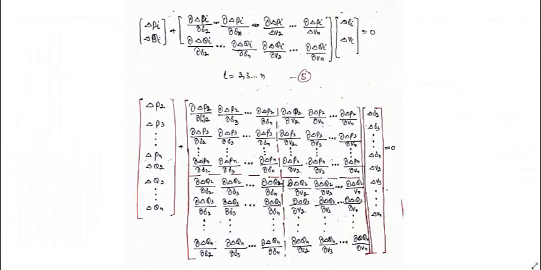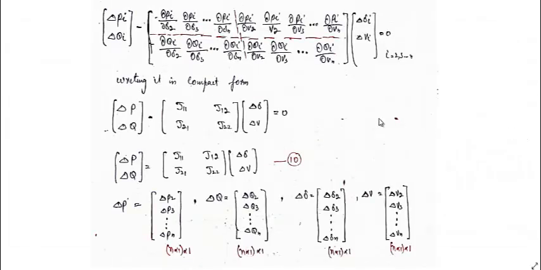So here the deltas will be replaced, and we'll have minus, because all the terms will have minus, which comes over here. So our equation now becomes like this. This will be ∂Pi/∂δ2 up to ∂Pi/∂δn, ∂Pi/∂V2 up to ∂Pi/∂Vn. Similarly, ∂Qi/∂δ2, ∂Qi/∂δ3, up to ∂Qi/∂δn, and ∂Qi/∂V2, ∂Qi/∂V3, up to ∂Qi/∂Vn. This is equal to 0.